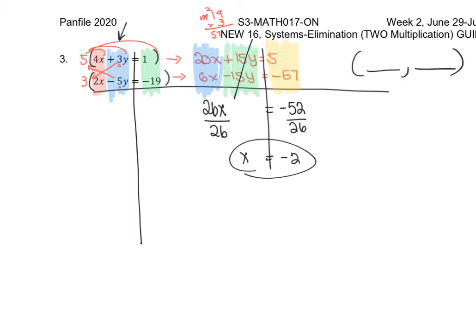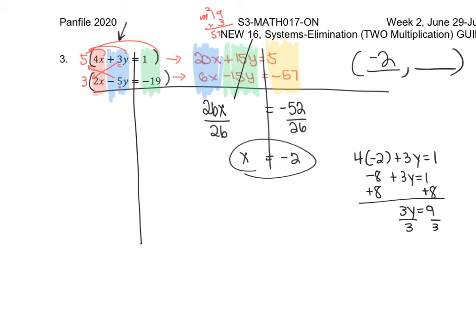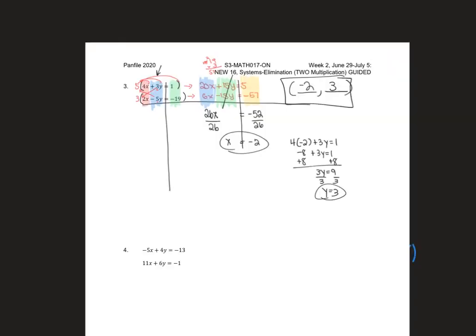Place that in my ordered pair, and then plug in, I'm going to do my first equation. So 4 times negative 2 plus 3y equals 1. So I get negative 8 plus 3y equals 1. I add 8 to both sides. I get 3y equals 9. I divide both sides by 3, and I get y equals 3. So my ordered pair is negative 2, comma 3, and I'm finished with this one.